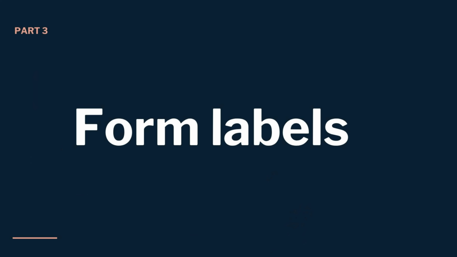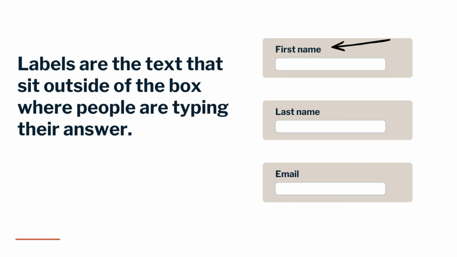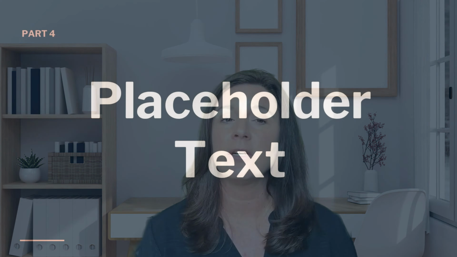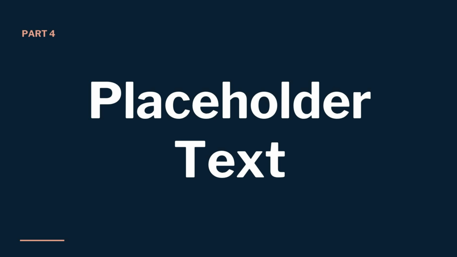Now let's talk about form labels. Labels are the text that sit outside of the box where people are typing their answer. So think of first name, last name, or email. These form labels are a requirement and they must sit outside of the box, no ifs, ands, or buts. Why? Because the text inside the field, you know that usually light gray text that disappears once you start typing? That is our next element and it's called placeholder text.